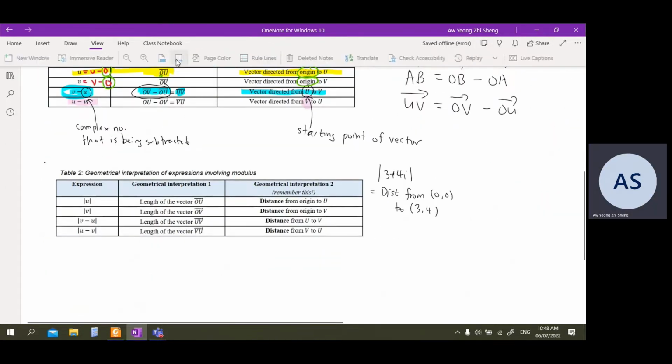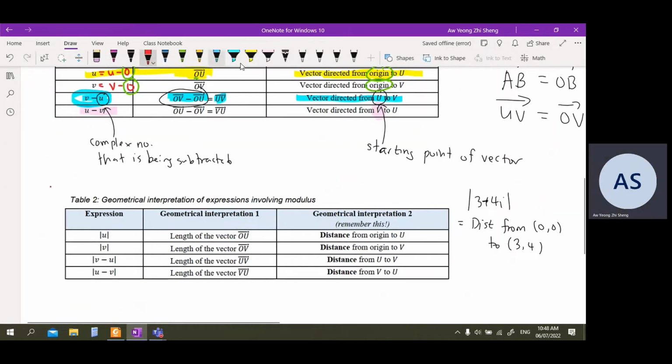So this is one important thing that you need to learn here. When you have modulus of v minus u, it is just the length of the vector uv, or simply the distance from u to v, a distance measured from u to v.